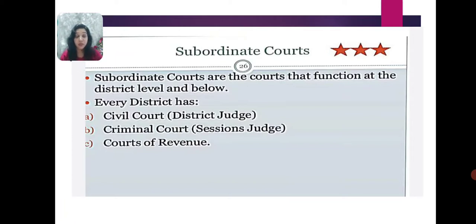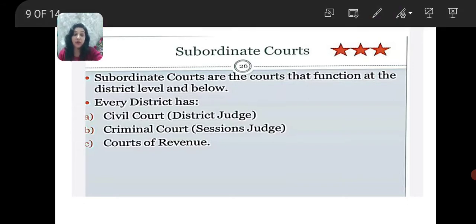Now in civil court, that is district court, almost all types of cases are taken, and it is at the higher level of a district, right? Then criminal courts are the sessions courts where only criminal cases are dealt with. Then coming to the court of revenue, all the matters related to the revenue of the district will be discussed or dealt with in this revenue court. Okay, so keep these things in your mind.